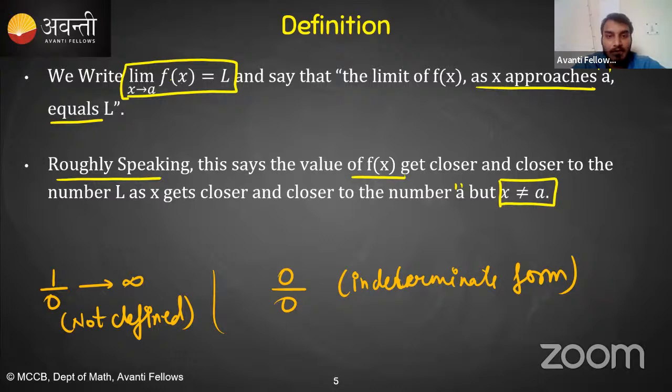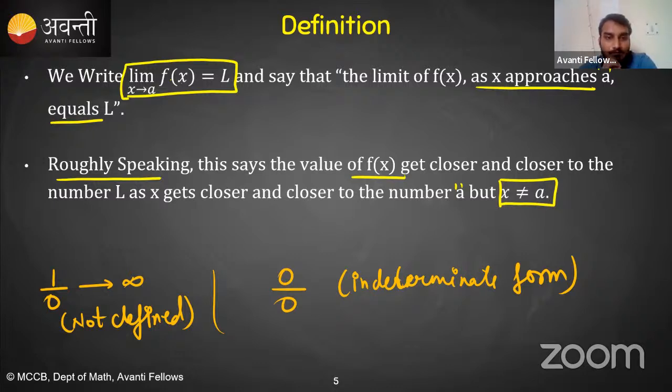We cannot determine it first. We have to look at the function and then we will comment on the value of 0 upon 0. But when we have 1 upon 0, we will directly go ahead and say that it is not defined because it takes the value infinity, right? In some way it is determined, right? We are able to comment that it is going to take infinity. But for 0 upon 0, we cannot even comment which value it can take. Are you getting my point?